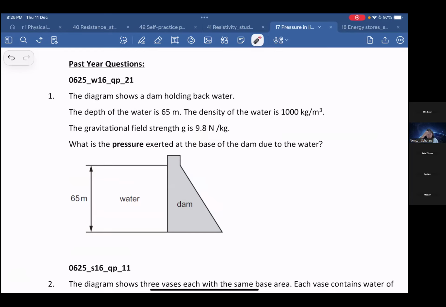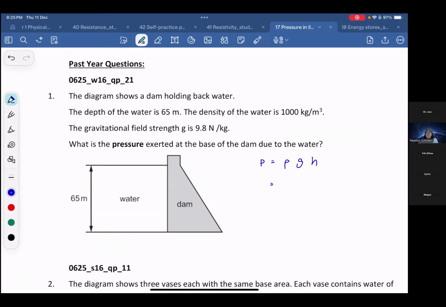Okay, can you try this question? This question is very straightforward, nothing to trick you. And I want to train you, you must write formula, substitution, final answer with unit. Must.